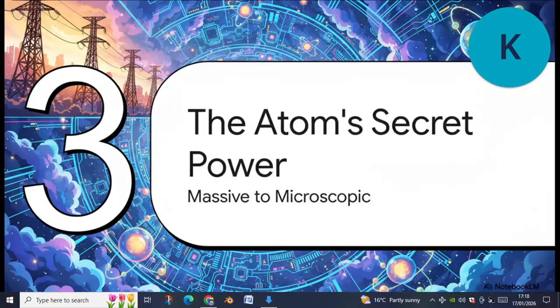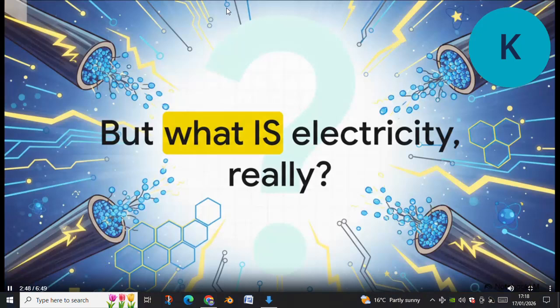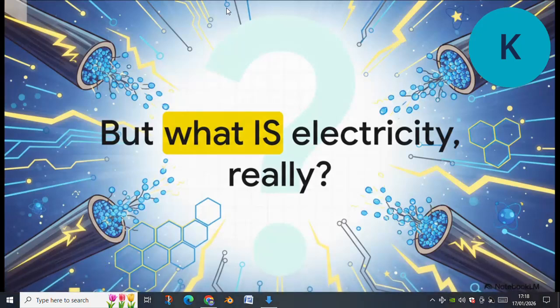All right, time for section 3, the atom's secret power. So we've seen how we convert energy, but that still doesn't tell us what electricity actually is. And to find that answer, we have to go from the massive, sprawling power grid down to the microscopic. We're going to zoom way in. We've seen what it does, we know we rely on it, but we still haven't answered that big question. What is it? Like, what is actually happening inside that copper wire?